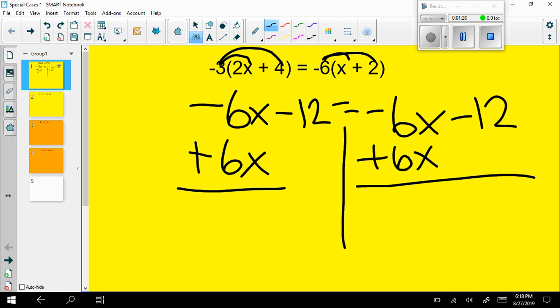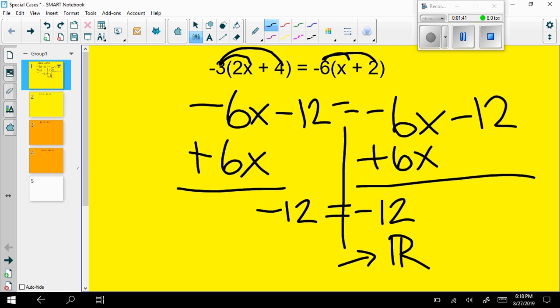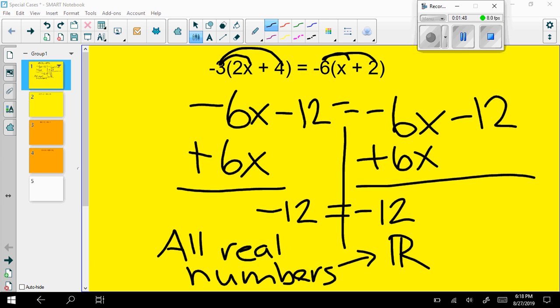But if you want to keep working, if you don't see it, I'm going to add 6x in order to get my variables on one side, but then I'm left with -12 equals -12, which is a true statement. So that means that the answer is all real numbers. So this symbol here is all real numbers. So that's one of our special cases for an equation.